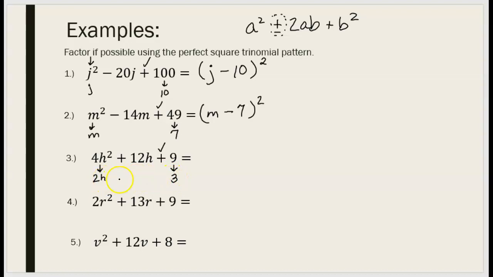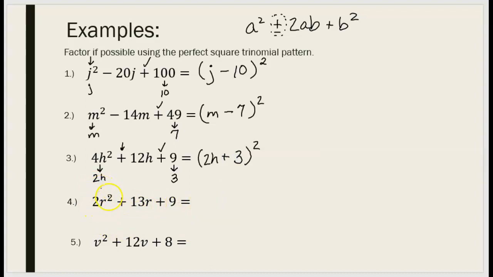Let's multiply these guys together. 2h times 3 is 6h. And now let's double that. We get 12h. We know we have a perfect square trinomial, so we know that we can use this pattern to factor it. It's just going to be my first square root, my last square root, the sign in front of my middle term, and I am finished. That's it.